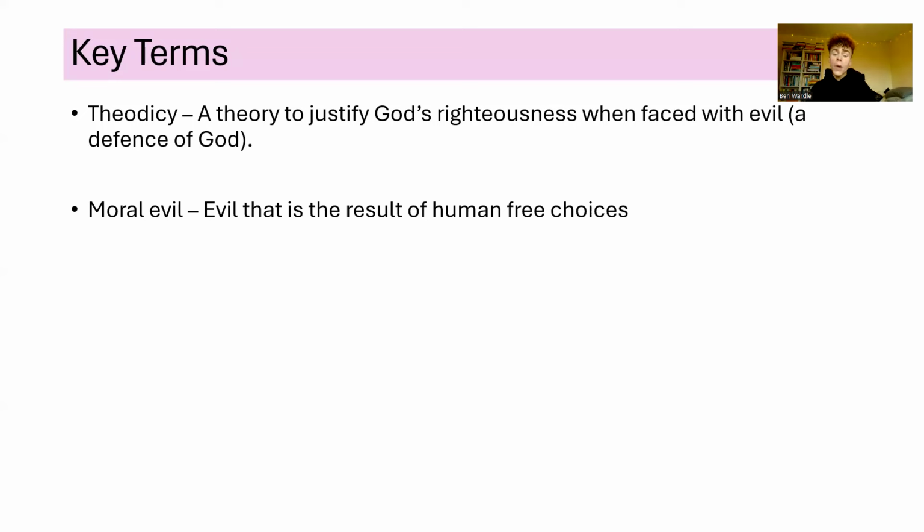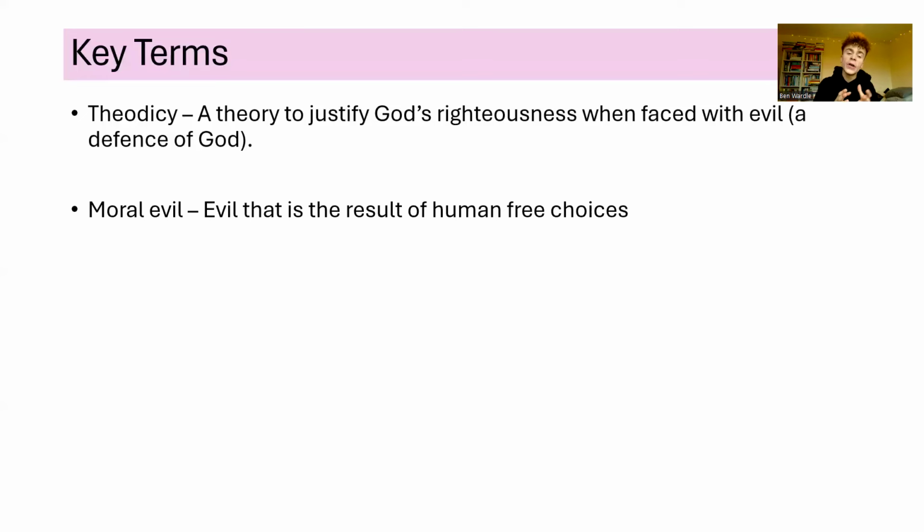Our next key term is moral evil. This is evil that is the result of human free choices. And we might say that that is easier to defend and explain because God has lovingly given us free will. And then, of course, moral evil is when people choose, and the key word there is choose, to do the wrong thing. So they choose to cause harm, things like murder, rape, and robbery, for example.